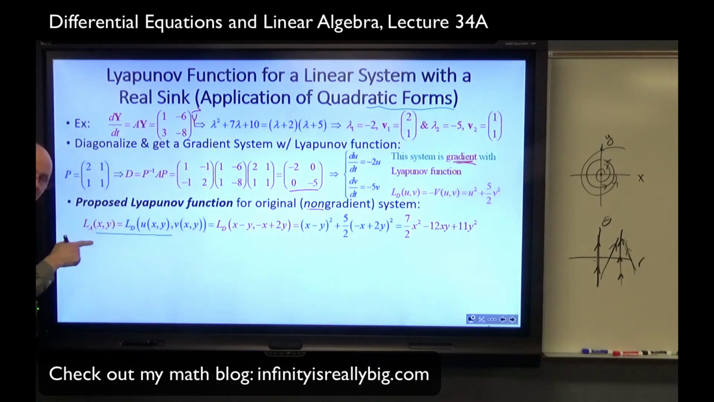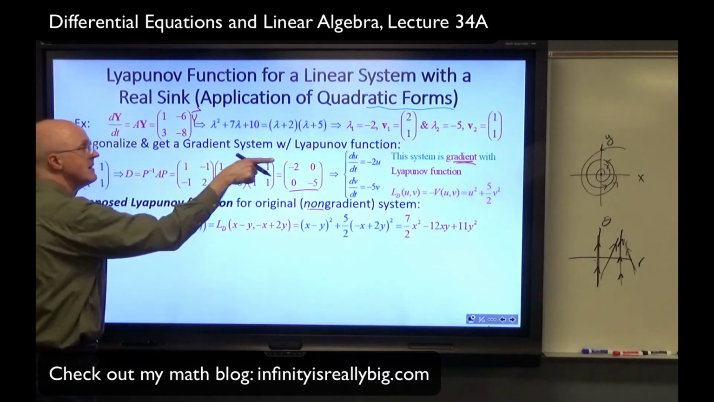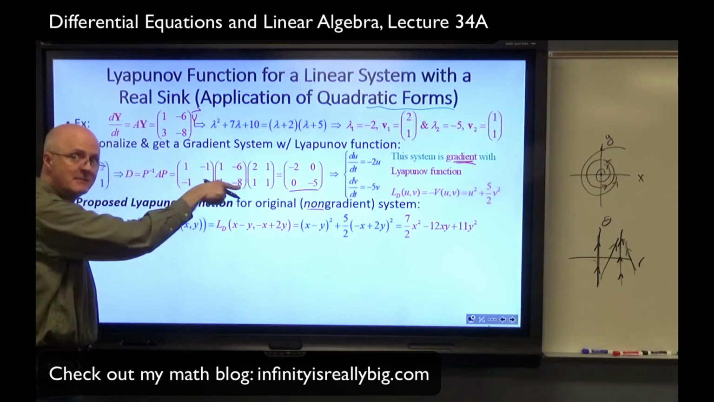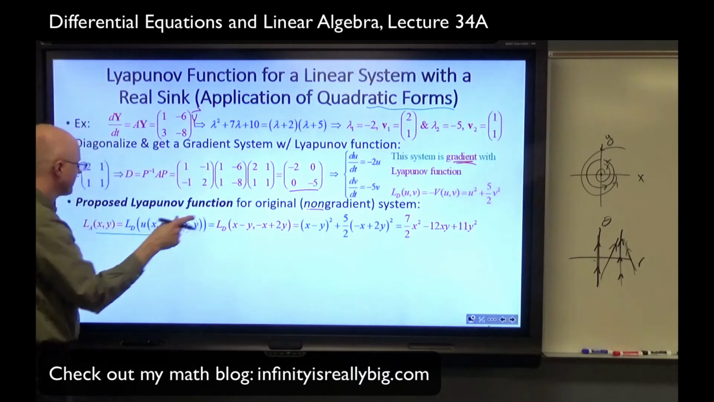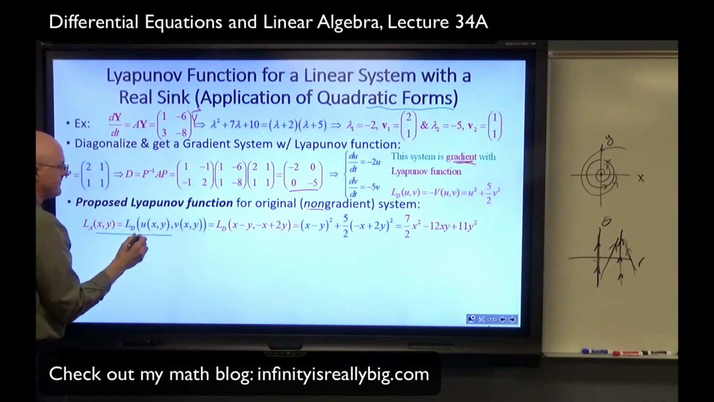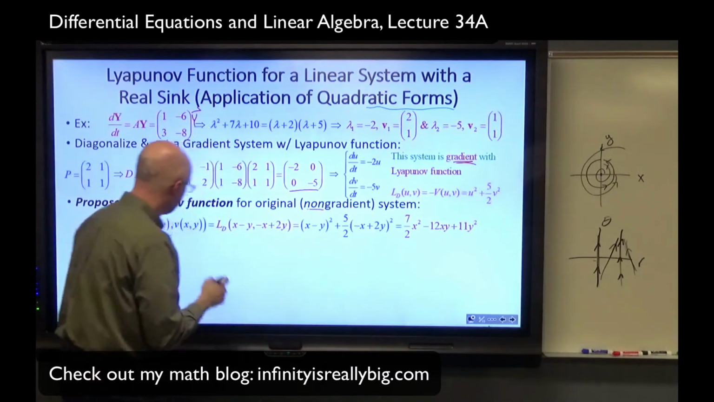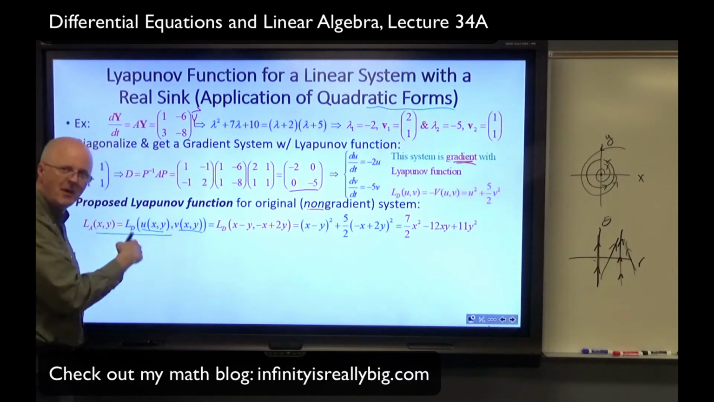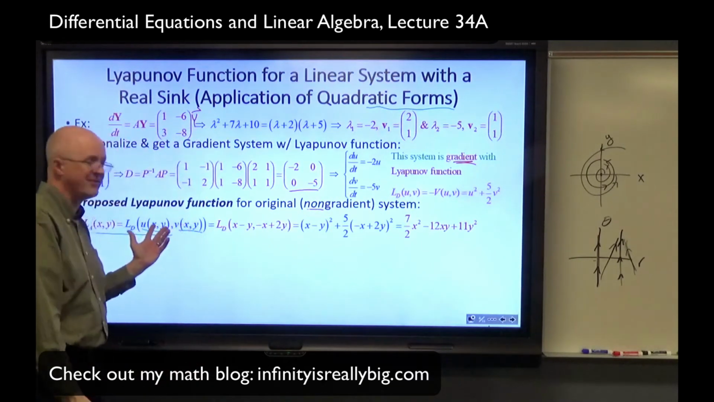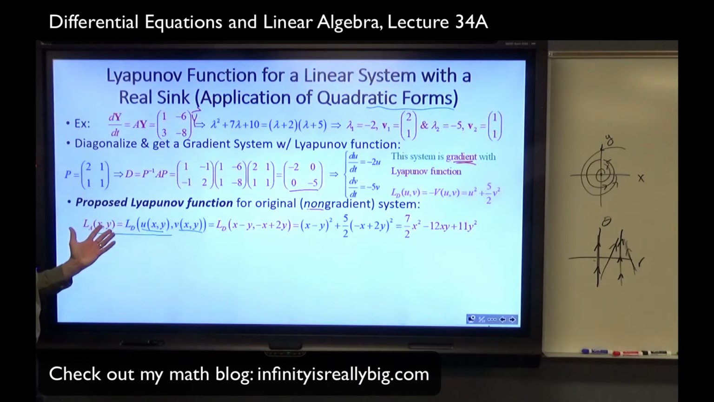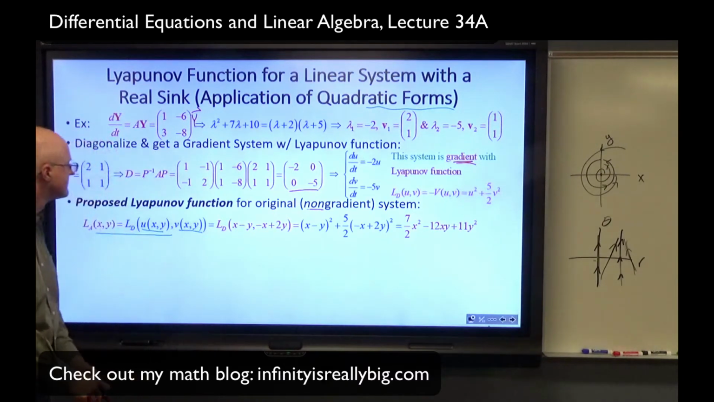Let L sub A of xy, my proposed Lyapunov function for the original system with matrix A, use the Lyapunov function for this system here, the completely decoupled one that is a gradient system, L sub D, replace u and v in that formula with how they depend on x and y. I'm abusing notation there. Here u and v are variables, here u and v are functions of x and y. Don't worry about it, not a big deal. But what are those functions?